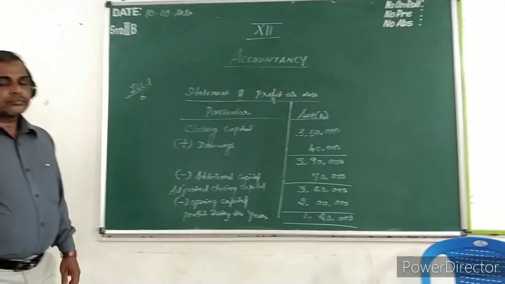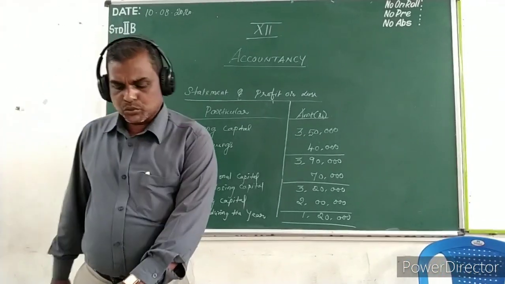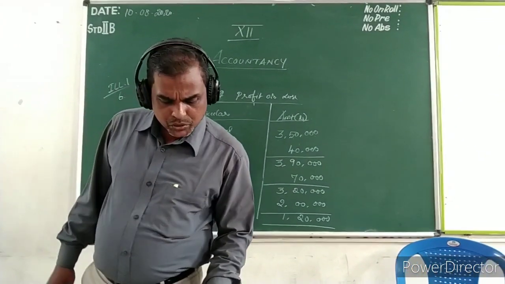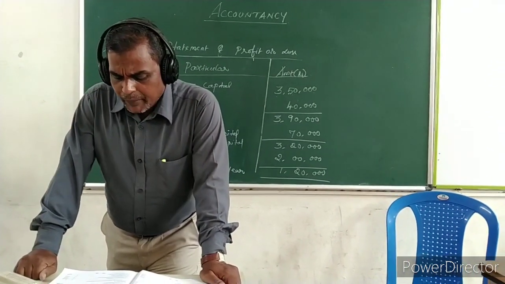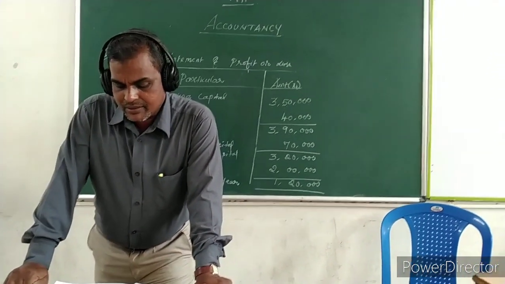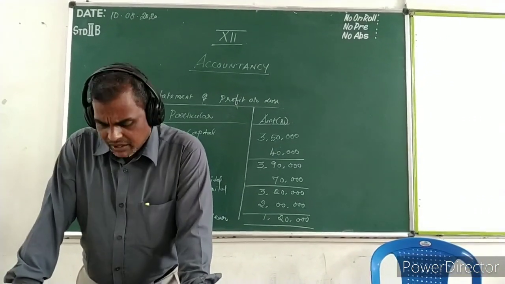Okay. Now let us go to example 2. Illustration 2. From the following particulars ascertain profit or loss. Okay, page number 7, illustration 2.